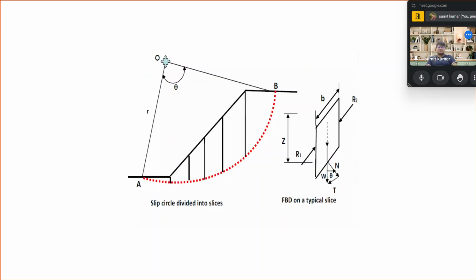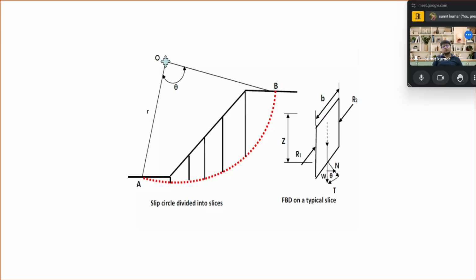Now you see, over here the slip circle is divided into a number of slices. The more slices we adopt, the smaller the width of the slices, and the more accurate the result. As you see, this is the free body diagram for a small slice taken from the figure representing the slip circle divided into slices.